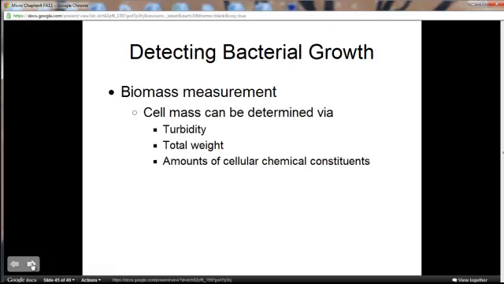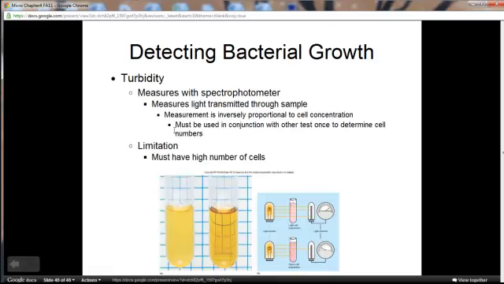Now finally, you can also use biomass to predict how many cells are in a particular culture. And the one biomass measurement I want to focus on here is turbidity. Basically, how cloudy is a solution? How opaque is a solution? And we can measure just how turbid a culture is using something called a spectrophotometer. So a spectrophotometer is going to measure the light transmitted through a sample.